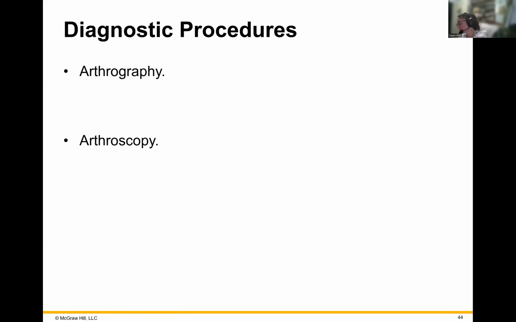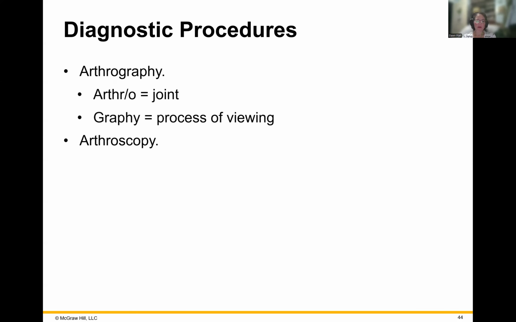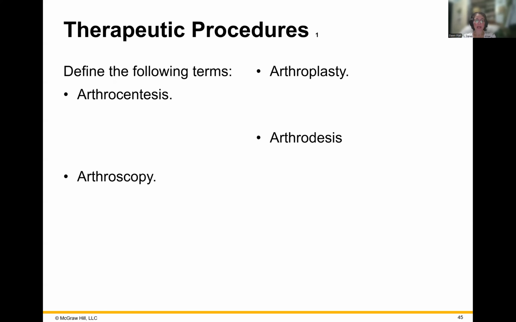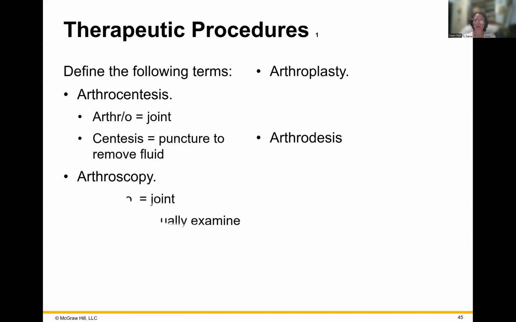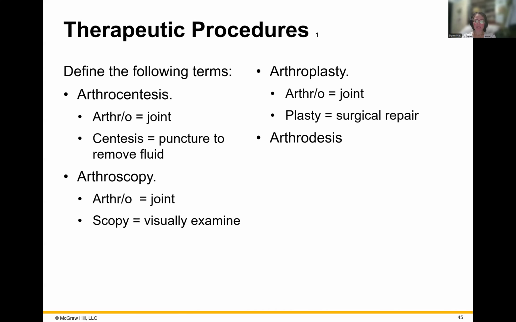Okay, quickly, now we go into procedures and pharmacology. Arthrography or arthroscopy. Arthrocentesis. And we already did arthroscopy. Arthroplasty. Arthrodesis.